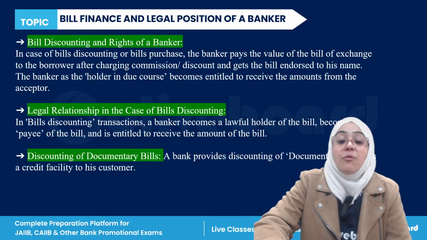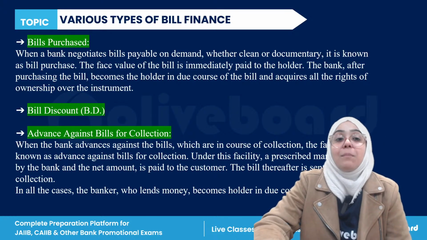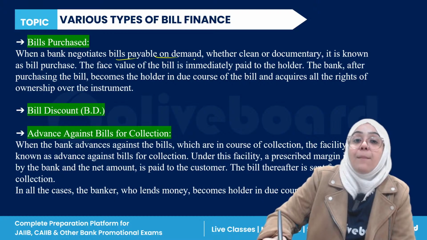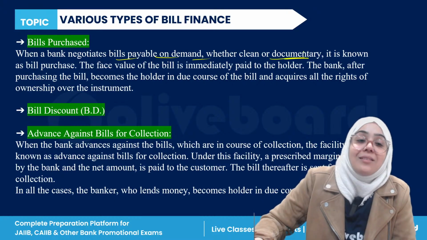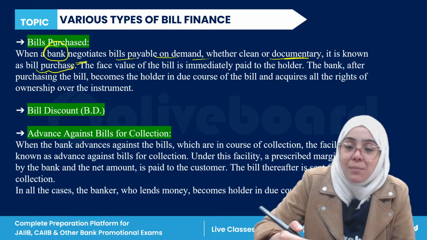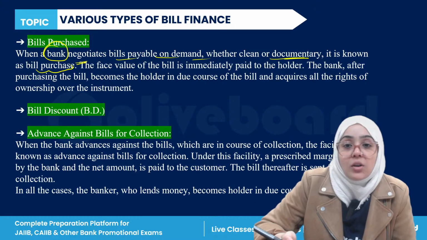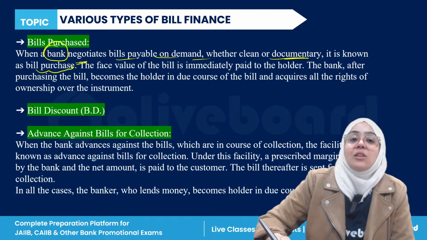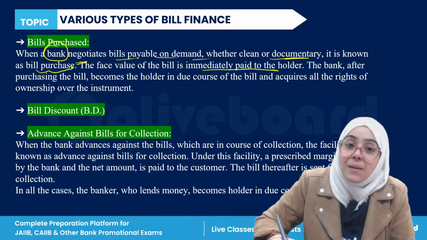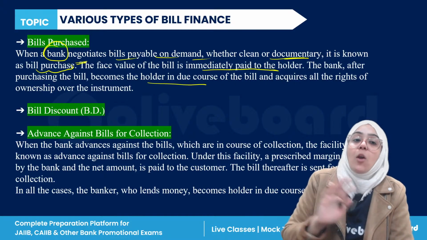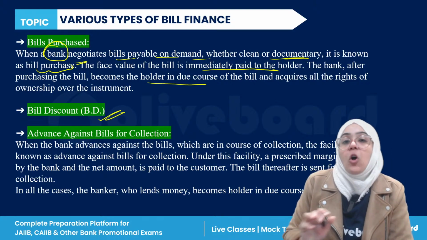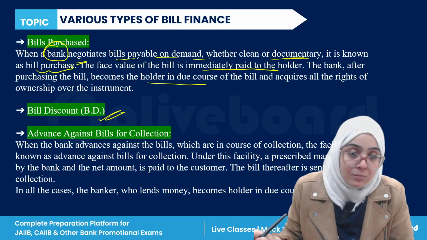Now there are different types of bill finance. Like there is bill purchase. Bill purchase means when a bank negotiates a bill payable on demand, whether clean or documentary. When the bank negotiates, that is, accepts that bill of exchange for consideration, it is known as bill purchase. The face value of the bill is immediately paid to the holder. The bank after purchasing becomes the holder in due course and acquires all the rights of ownership over the instrument. There is also bill discounting, which you already know, which I have already explained.